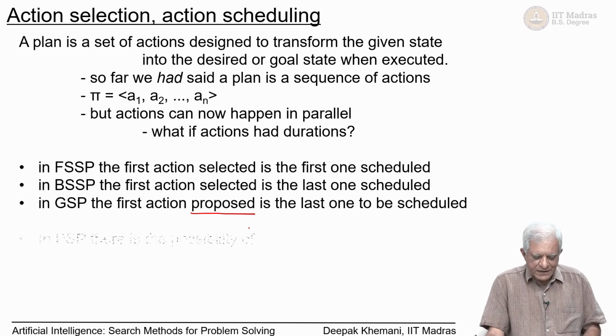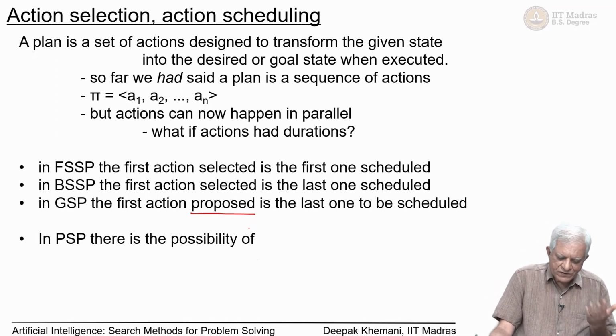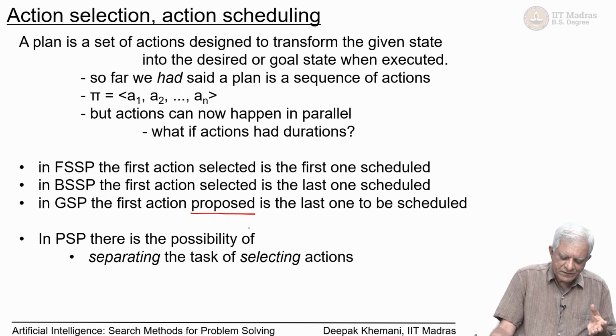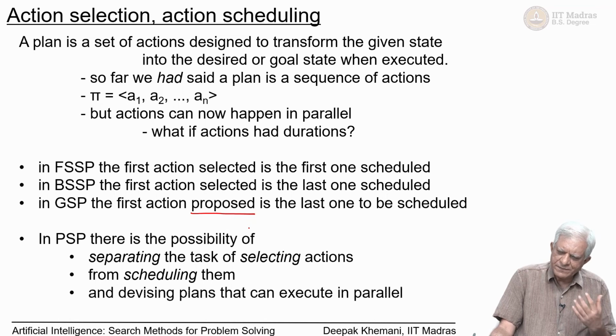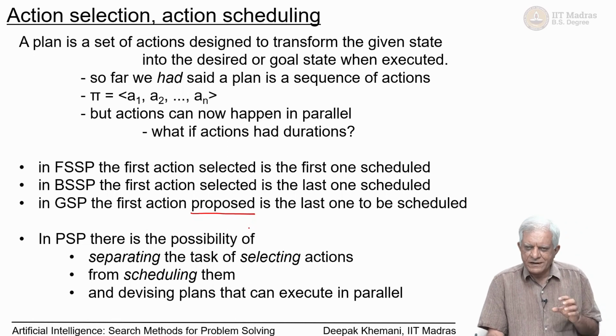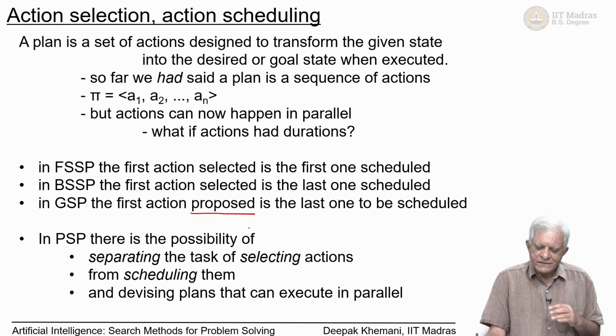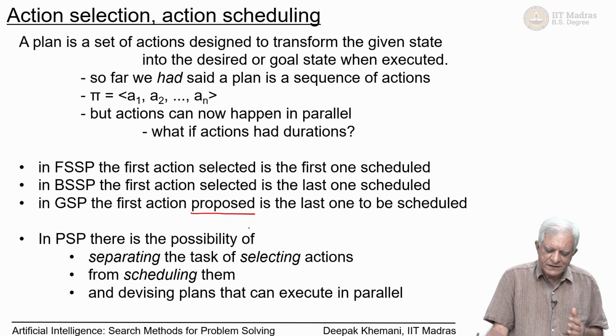scheduled essentially. And what we have shown is that in PSP there is a possibility of separating the task of selecting actions from scheduling them. So we simply say this action must be selected because it is satisfying some open goals. The ordering can come later essentially, and we have seen that we can have plans which can be executed in parallel. So this question of how selecting an action for a plan and scheduling it relate, we will come back to this question a little bit later exactly.